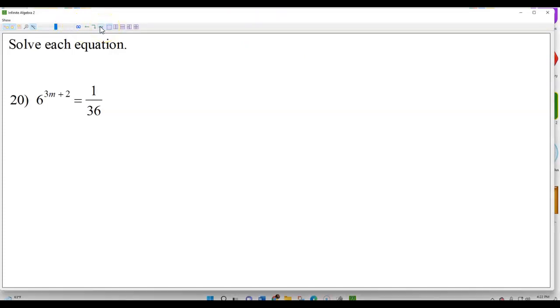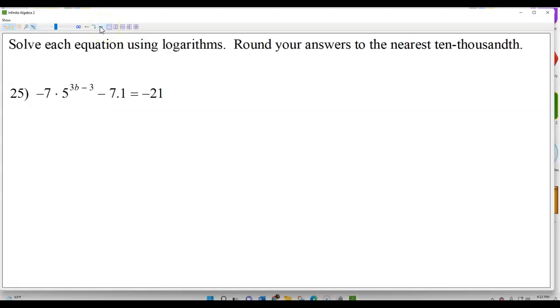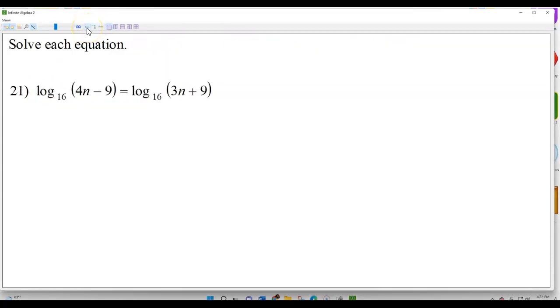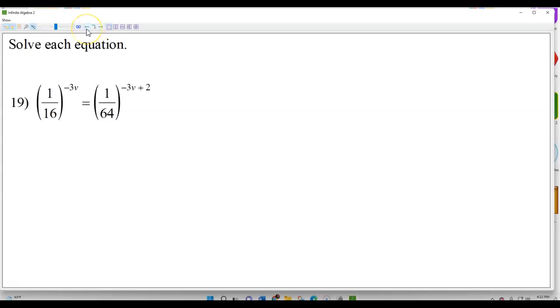Let me see if I can find it real quick. Right here. And you could tell the really ugly ones are going to be calculator problems. You have to use logarithms for them. Also, the question will say round it to the nearest hundredths or something like that.